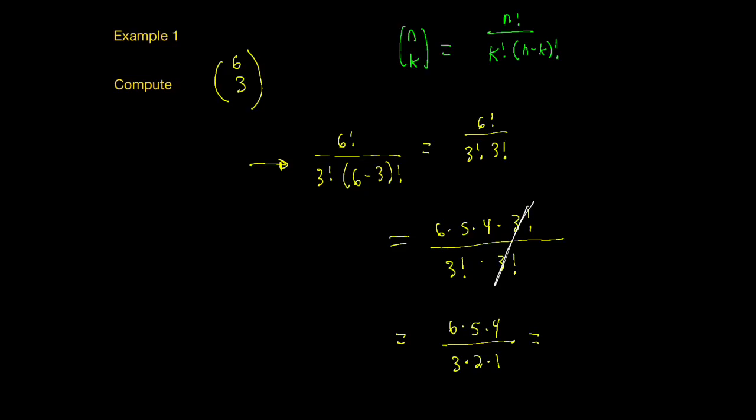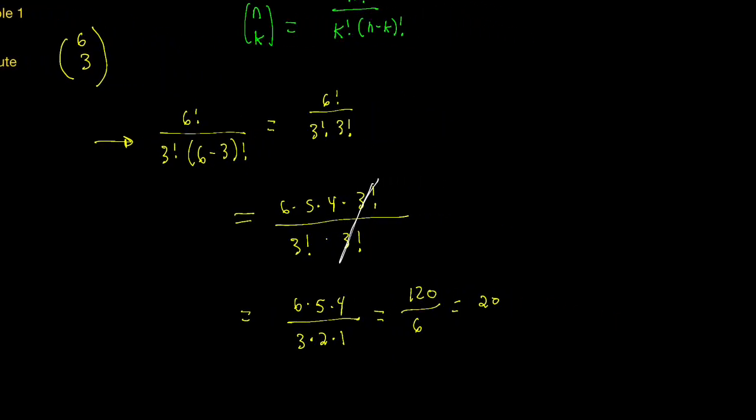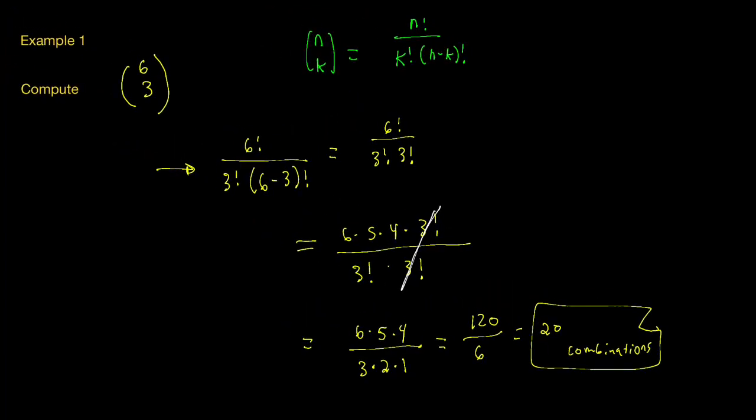So here 6 times 5, that's 30, and 30 times 4 is 120. 3 times 2 times 1, that's 6. So then here we get 120 divided by 6, which is 20. So we have a total of 20 possible combinations here. And that's how you would go about doing these problems.